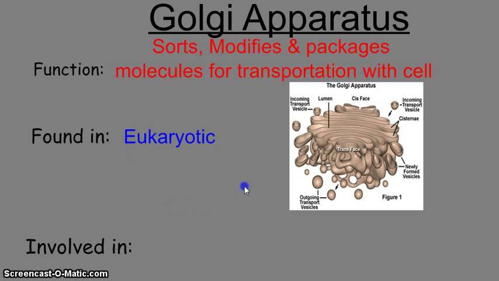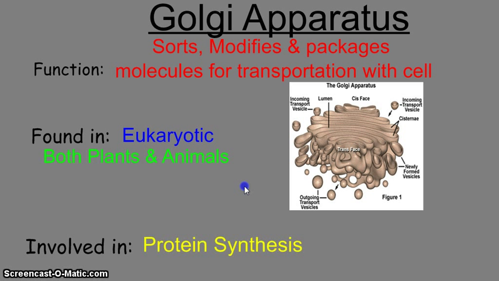It is in eukaryotic cells only. Both plants and animals share that organelle. It's involved in terms of cell processes. It's involved in protein synthesis. So we'll get the proteins there. It'll be modified and packaged and moved.